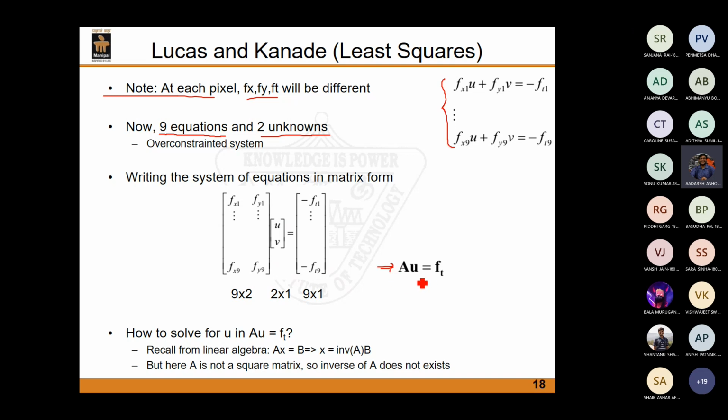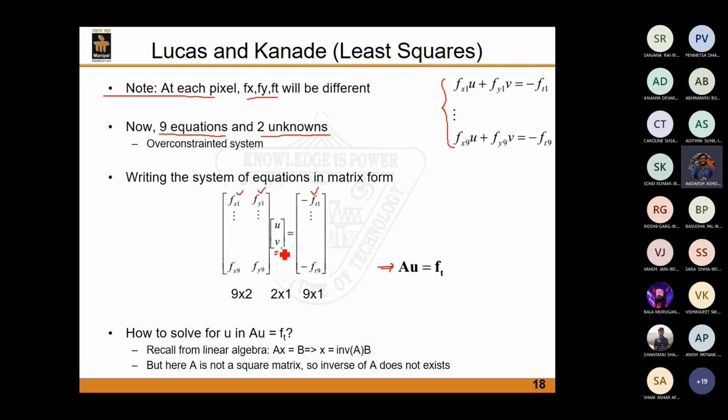You have matrix A into matrix U equal to ft, and as you know, you have the known quantities, these fx1, fy1, basically the gradient information which is present. These are information that can be computed, and even ft1, these are quantities that can be computed, and the unknowns that you have is just u and v. By solving this system of linear equations, or this matrix form, you can easily find out the value of u and v, and that is basically our optical flow vector.